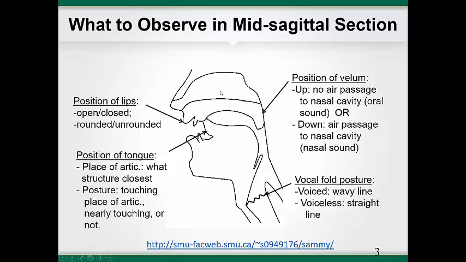Finally, note the position of the vocal folds, down here. A wavy line indicates a voiced consonant, while a straight line indicates a voiceless consonant.